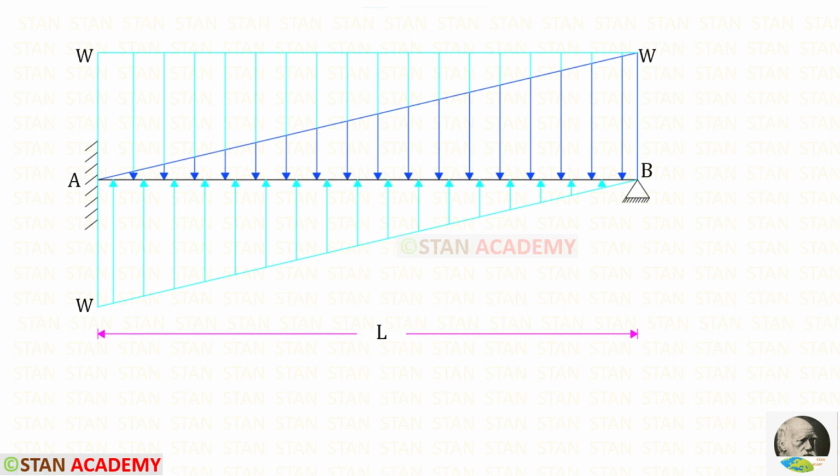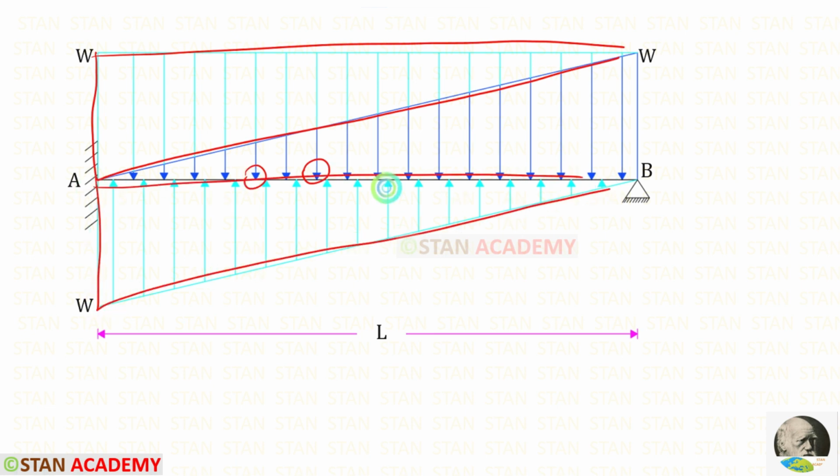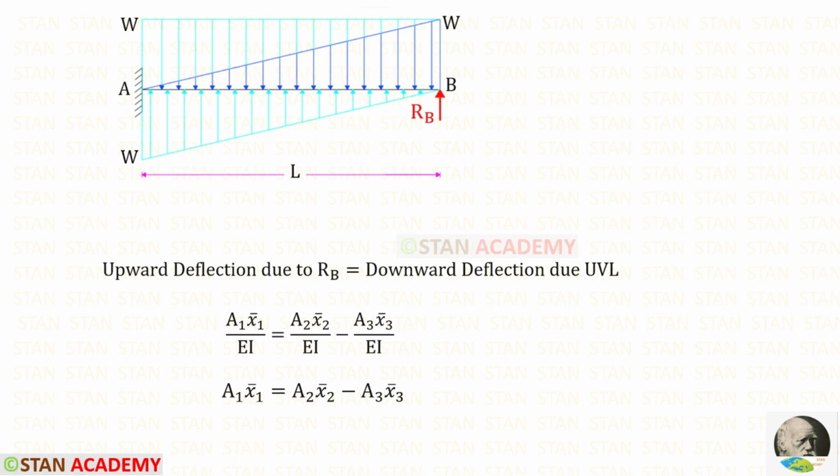To make the analysis easier, let us add a UVL downwards in this way. We have added this UVL downwards, so the same UVL should be added upwards. So there will be no change in the final answers. This portion can be taken as the uniformly distributed load. We know that the upward deflection due to RB will be equal to the downward deflection due to the UVL.